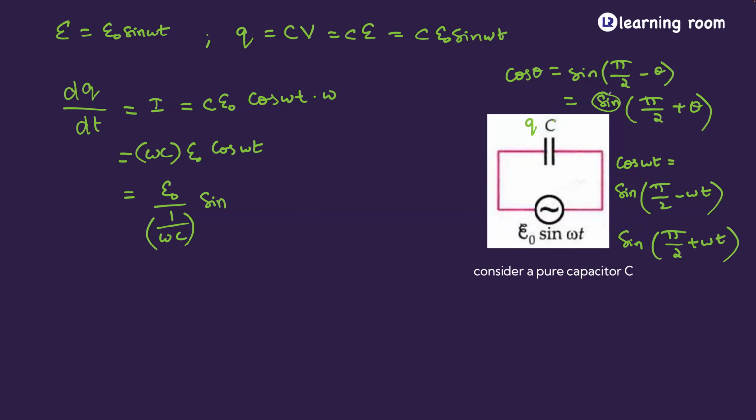Cos theta is equal to sine of pi by 2 minus theta, or sine of pi by 2 plus theta. So I can write either of them, but which one should I choose? I cannot write both. I can use only one of them. Which one should we use? Should I use the first one or the second one? I'll give you the hint. The answer to that lies in the definition of phasor diagram.